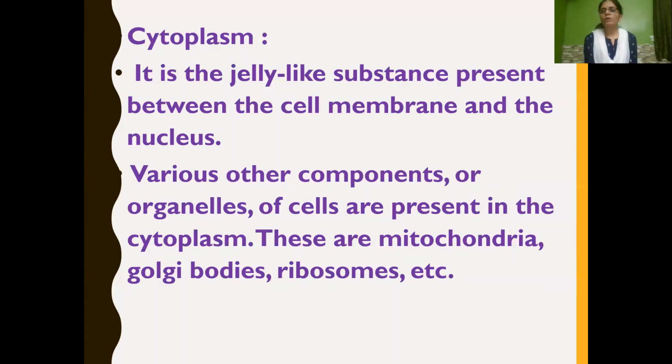It provides space to the organelles of cells or various components of the cells like mitochondria, Golgi bodies, ribosomes, vacuole, lysosomes, etc. So these are all different cell organelles. What do you mean by cell organelles? Cell components, otherwise called as cell organelles. And where are they present? These cell organelles are present in the cytoplasm. So cytoplasm provides place or space for these various components of cell, or what we call that as organelles.